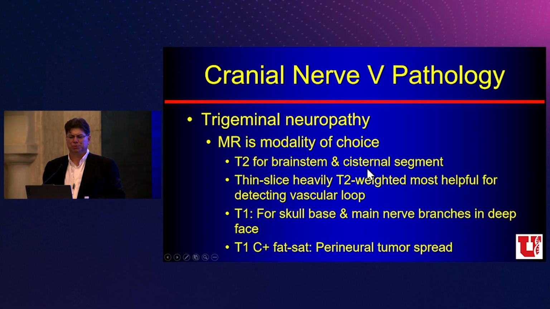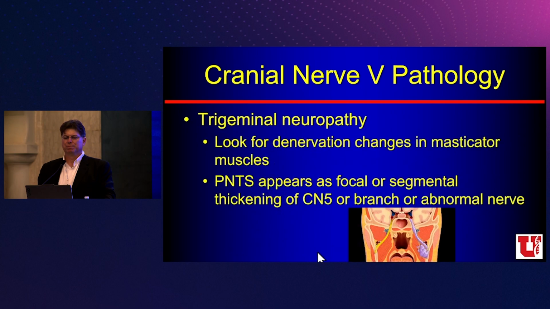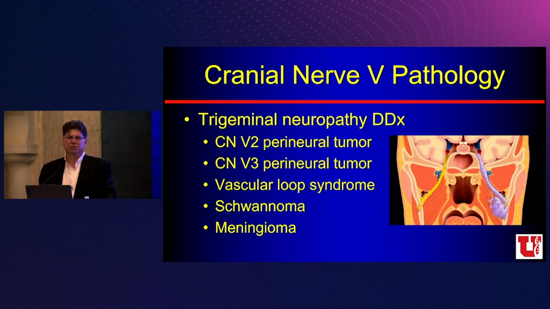We look at the T2 for the brainstem and the heavily T2, and we're doing fat saturation with post-contrast. We're thinking about perineural tumor spread. We want to look for those denervation changes in those muscles of mastication, and we'll talk about perineural tumor spread more tomorrow and how we think about this common pathology of skin squamous cell carcinoma.